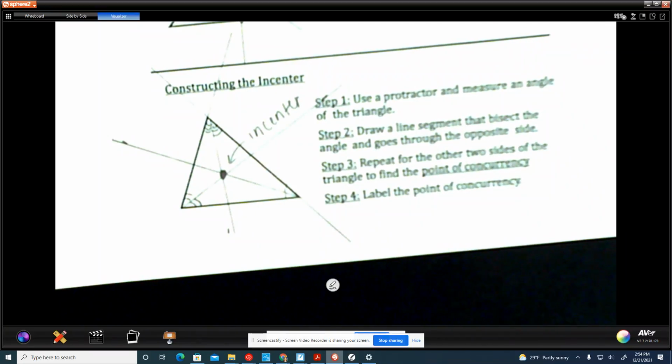Okay, so just some pretty basic constructions. We didn't get too in depth with it. There are ways to do it with the compass. It's really fun. Maybe we'll do it sometime. All right, that's a wrap.